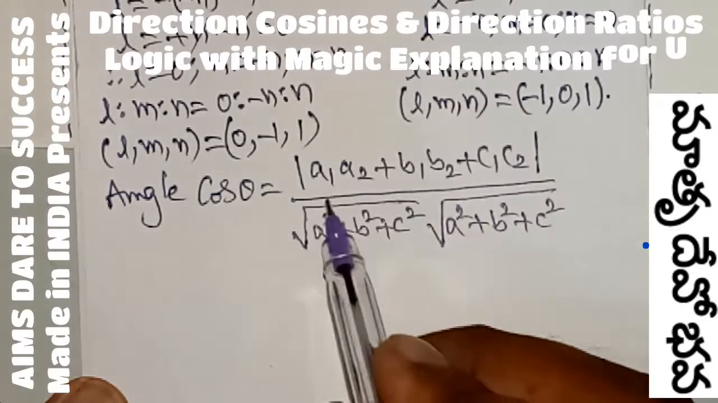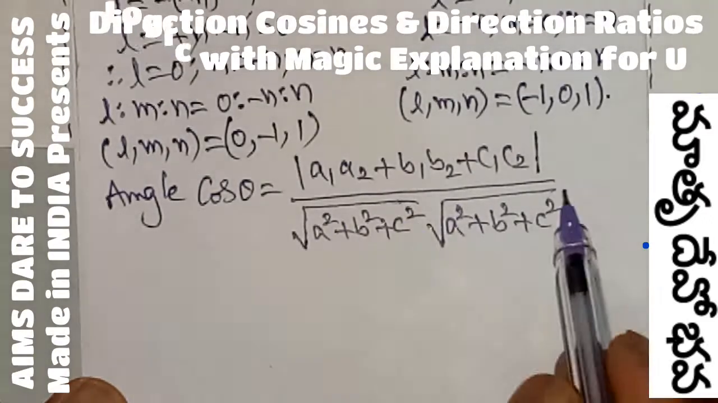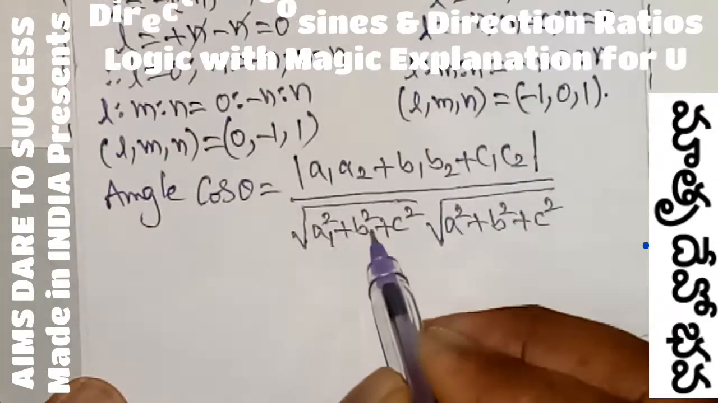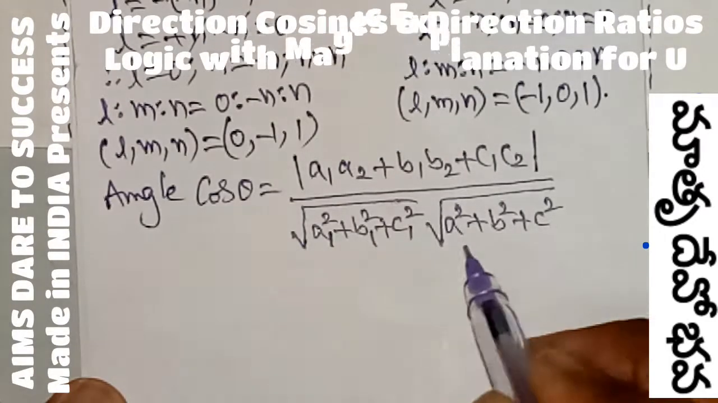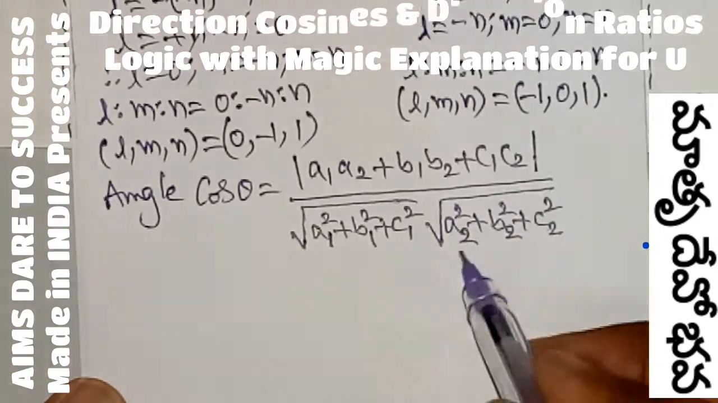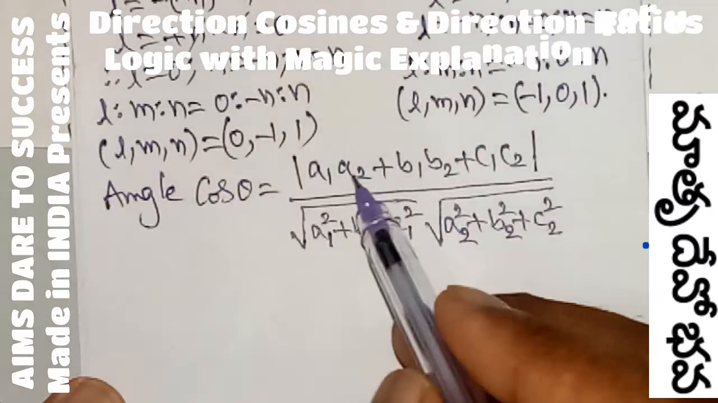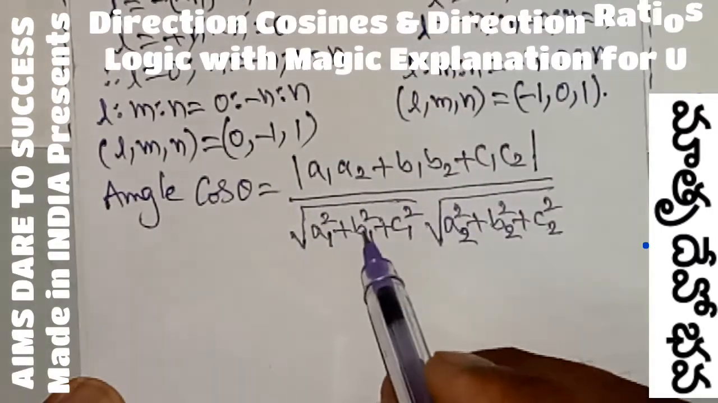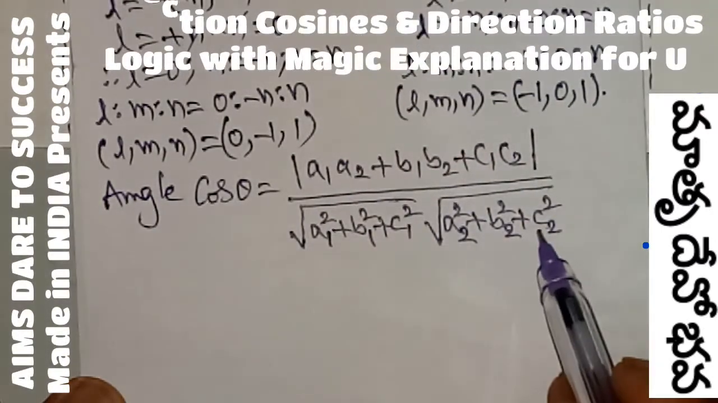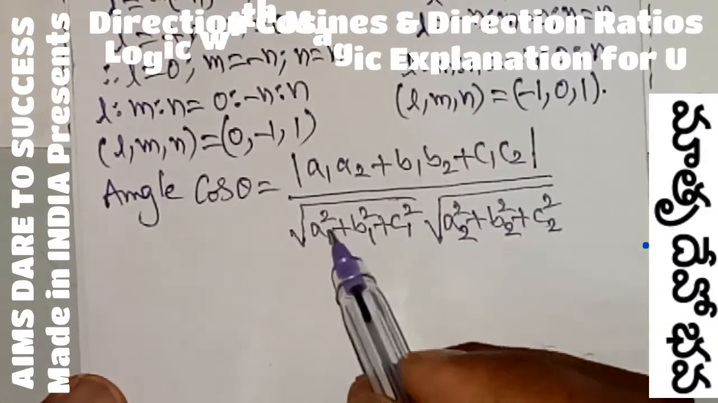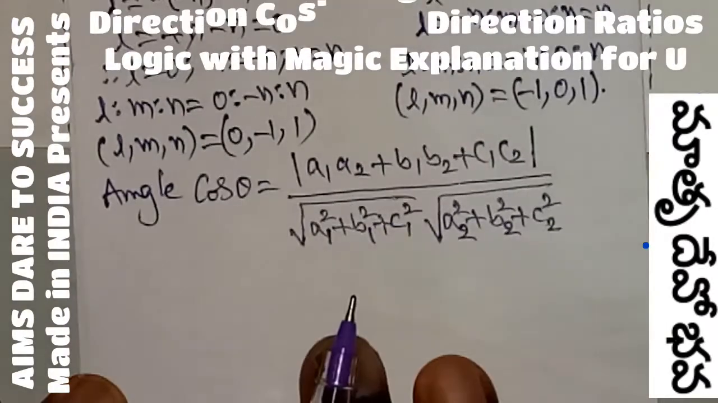Mod A1 A2 plus B1 B2 plus C1 C2 by 2 times, you can write root A square plus B square plus C square, root A square plus B square plus C square. But for the first root, write suffix 1. You will get root A1 square plus B1 square plus C1 square. For the second root, you can write suffix 2, root A2 square plus B2 square plus C2 square. Therefore, cos theta is equal to mod A1 A2 plus B1 B2 plus C1 C2 by root A1 square plus B1 square plus C1 square into root A2 square plus B2 square plus C2 square. If you know the formula you can write it directly. If you don't know the formula you can follow my logic. You will get the formula easily.